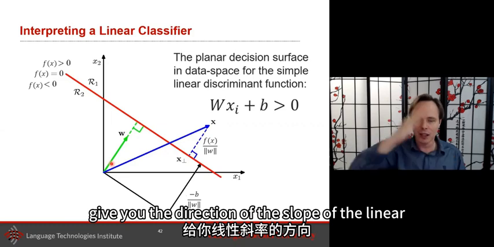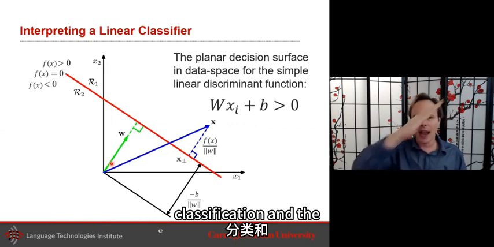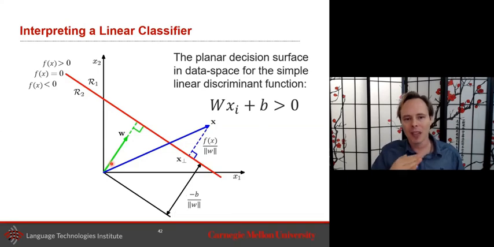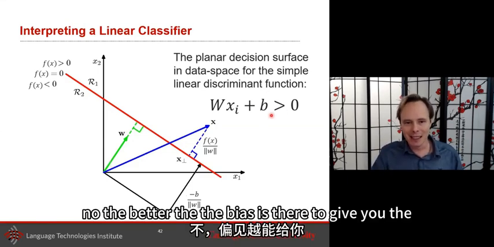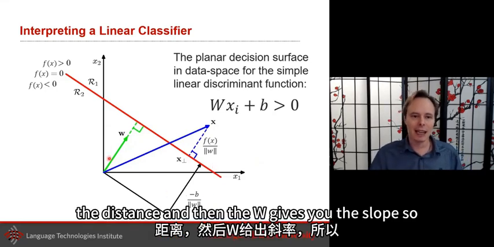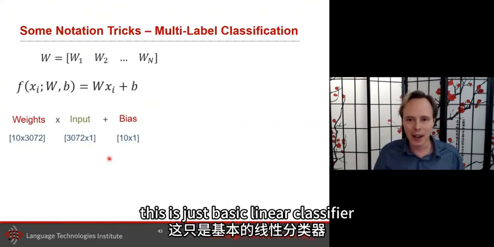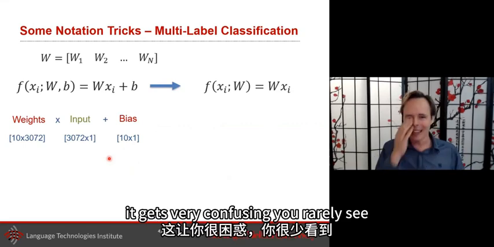And so what W does is give you the direction of the slope of the linear classification, and the bias is there to give you the distance to it. So the bias gives the distance, and W gives you the slope. So this is just a basic linear classifier. You've seen it many times. I just want to help you with the naming convention, because it gets very confusing.